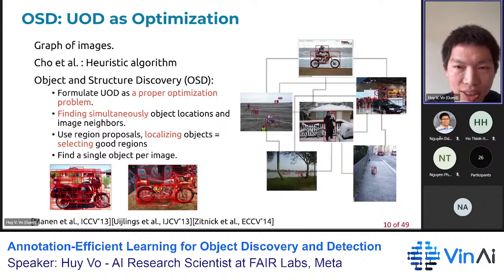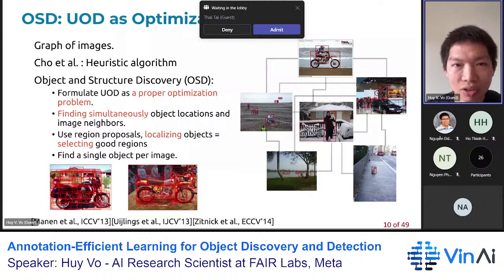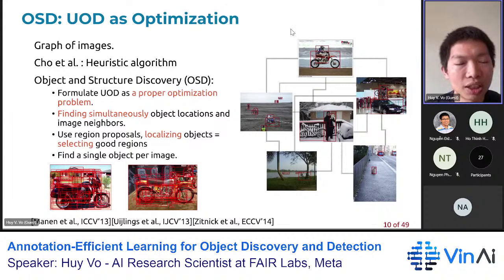One limitation of this work is that it is a heuristic algorithm, and it doesn't optimize any objective function. So we don't know, if we keep iterating the process, whether we can obtain a better or worse result. So the motivation of OSD is to reformulate unsupervised object discovery as a proper optimization problem, and we will find image neighbors and objects in each image simultaneously by solving this problem.